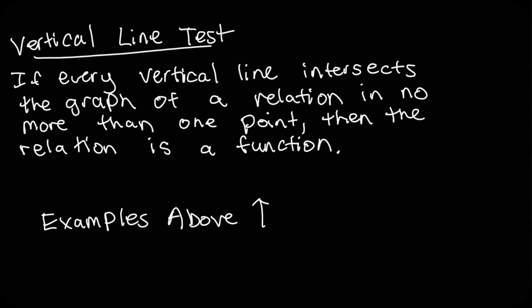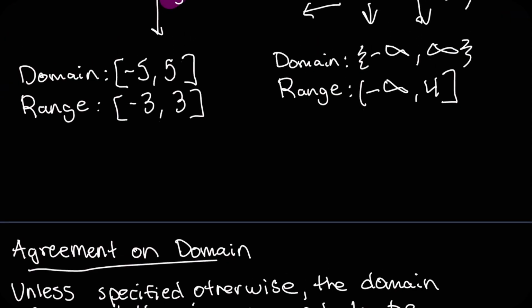Another helpful tool is our vertical line test. For every single vertical line where it intersects the graph of a relation, it can't do that at more than 1 point. And if it does, then it fails the test. But if it only crosses your graph in 1 point, then it'll pass the test and it will be considered a function. So we'll go ahead and take a look at our examples above that we were just looking at.